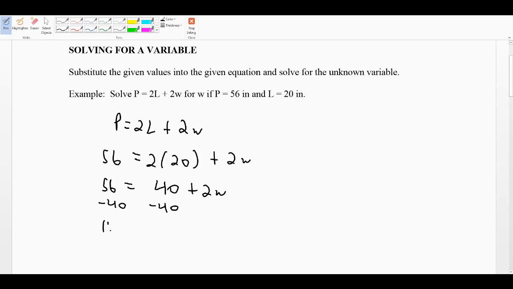56 minus 40 is 16. 40 minus 40 is 0, which means they're gone, and it leaves 2W. Now to get the W by itself, we divide both sides by 2. And we get W equals 8. And our units are in inches.